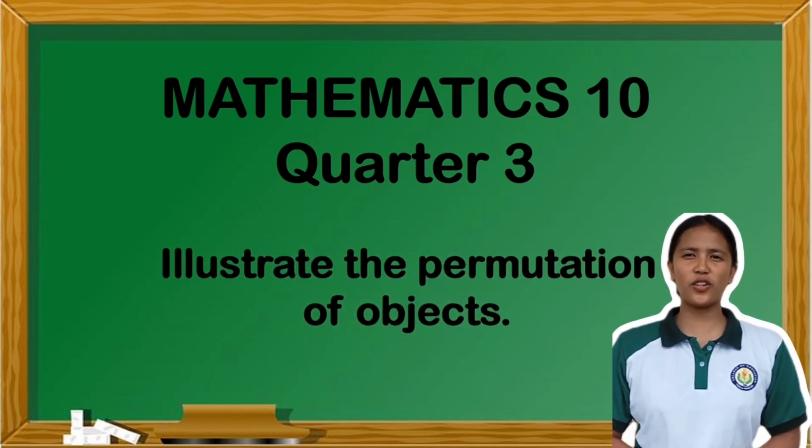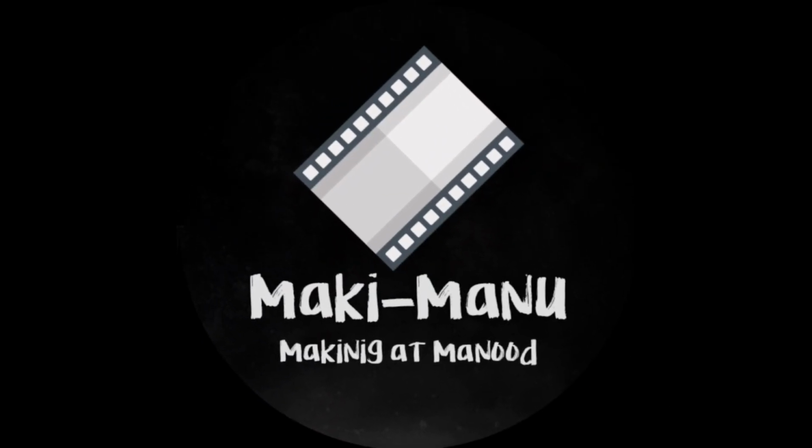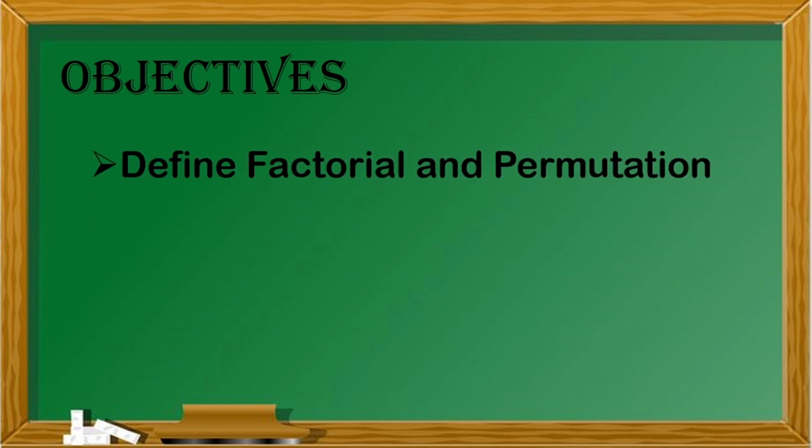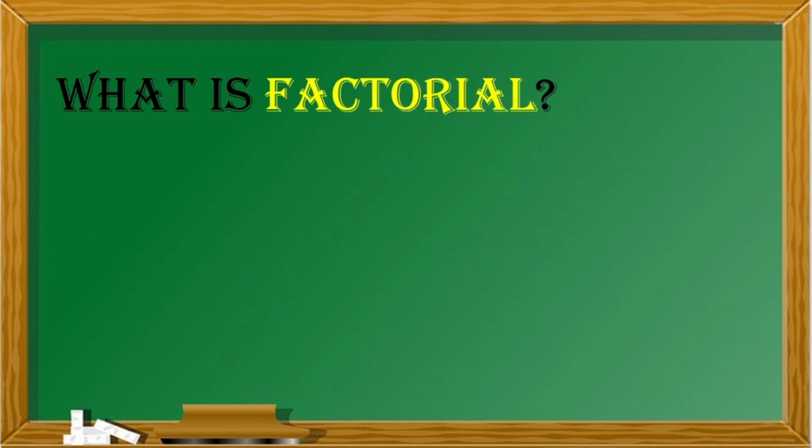This video is all about illustrating the permutation of objects. These are the objectives of this video: define factorial and permutation, and illustrate the permutation of objects using different methods. Let's start. Let's first define factorial.